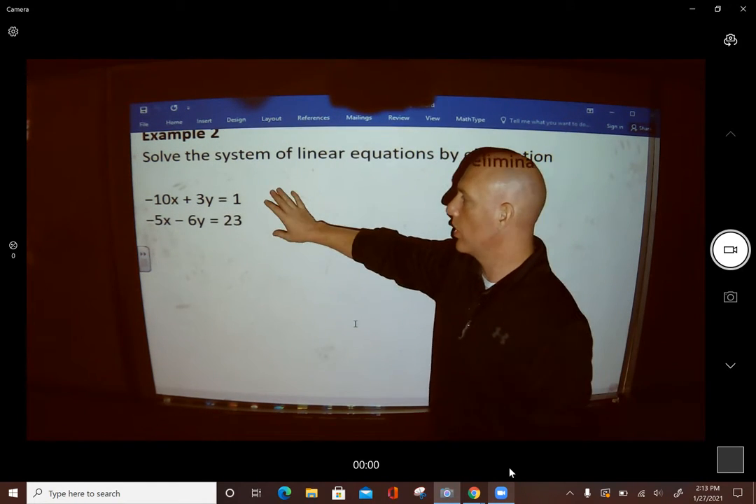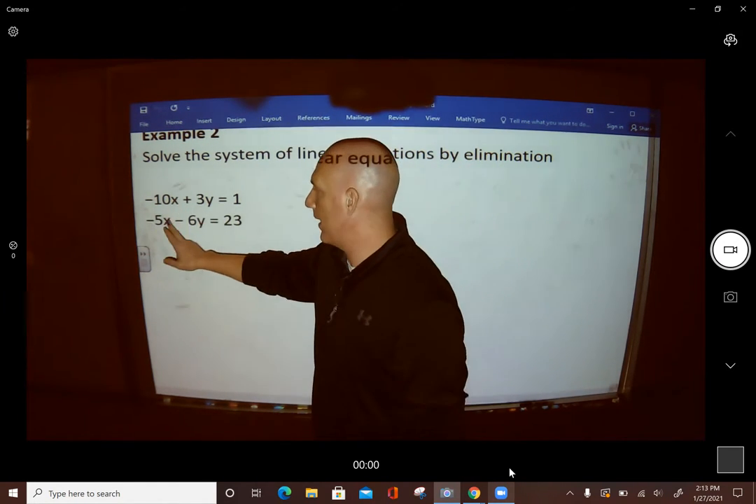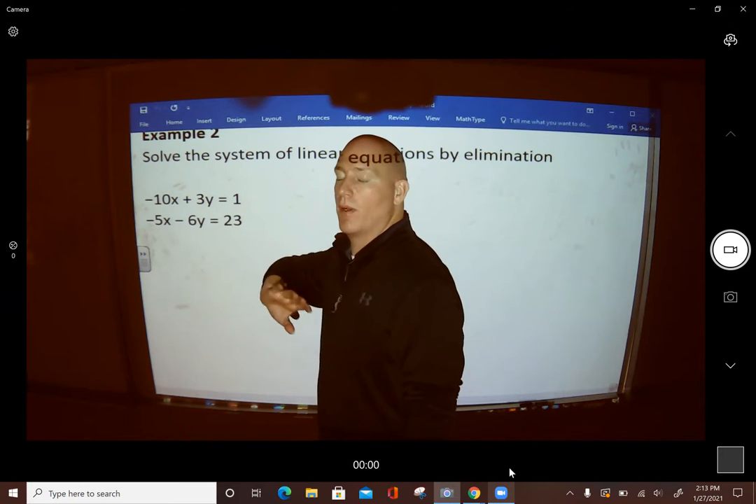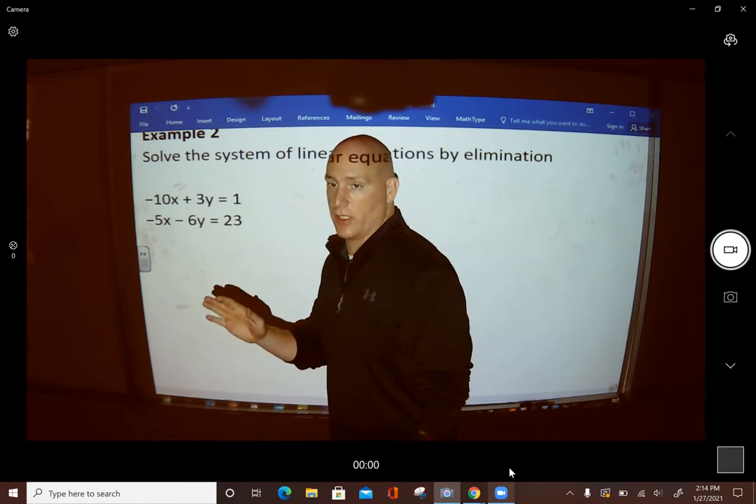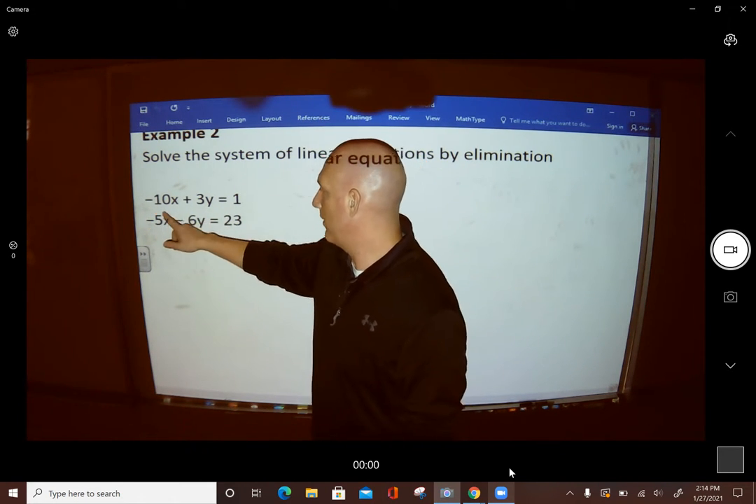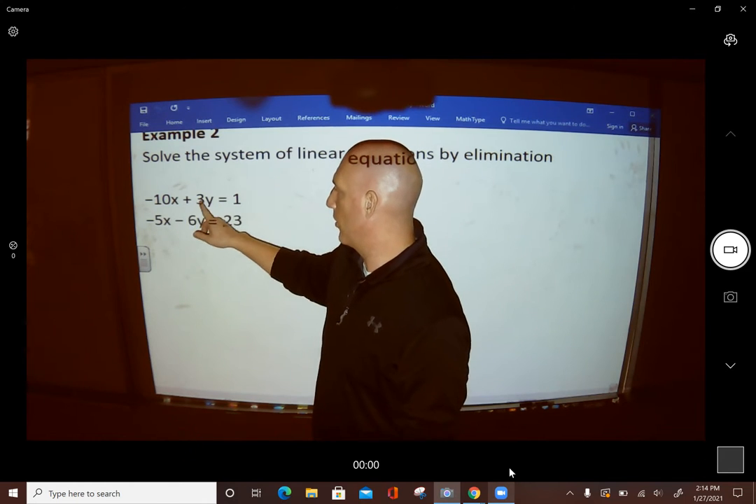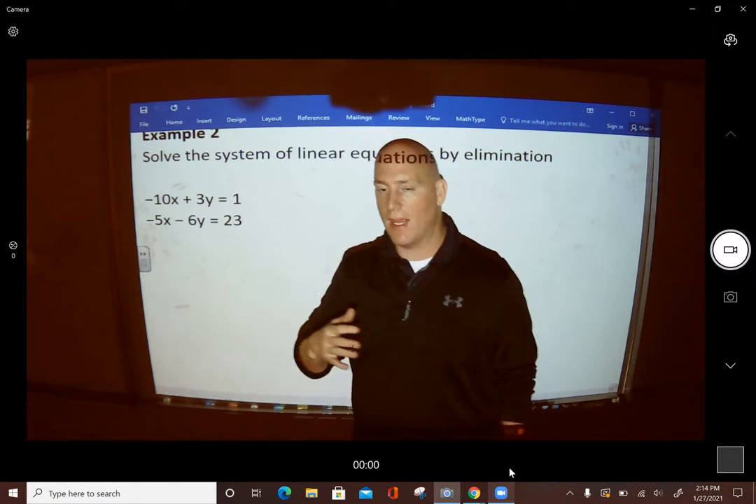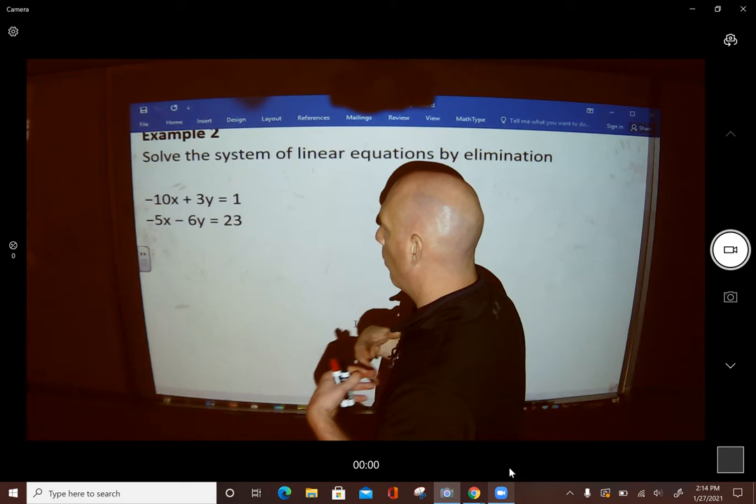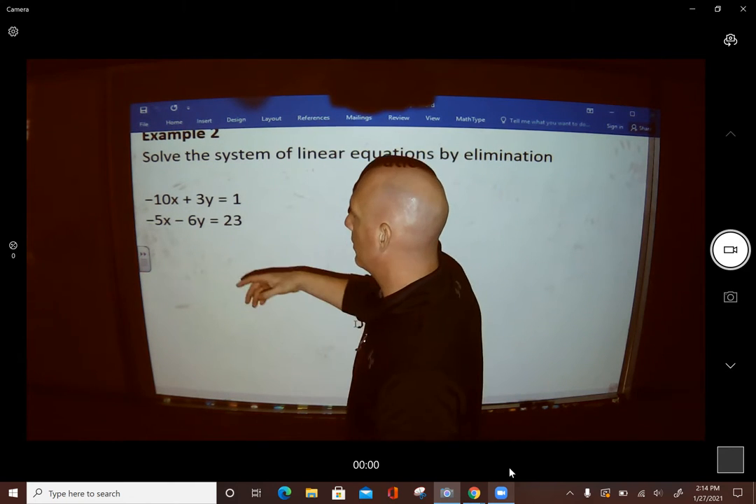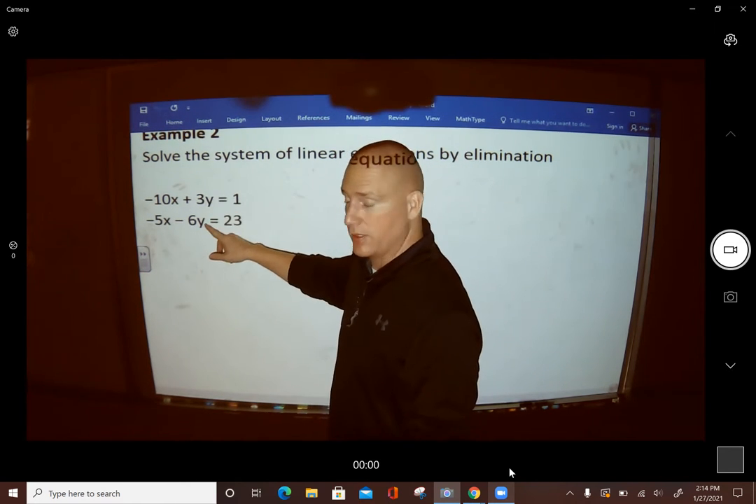So we just want to look at the problem. Here's my x, here's my y's, and I want them to be opposite coefficients. So I have a -10 and a -5, a 3 and a -6. You can make this work however you want. What I choose to do is I'm going to make my y's opposite.